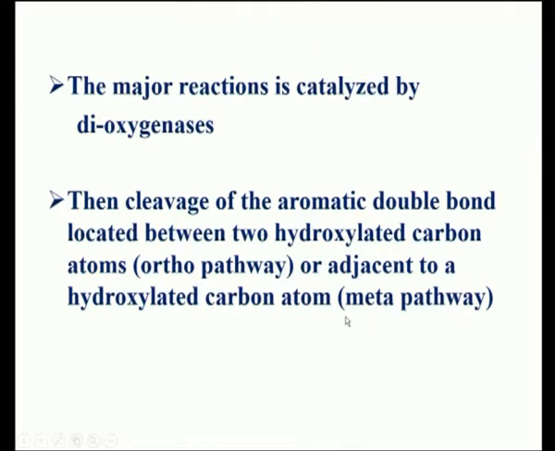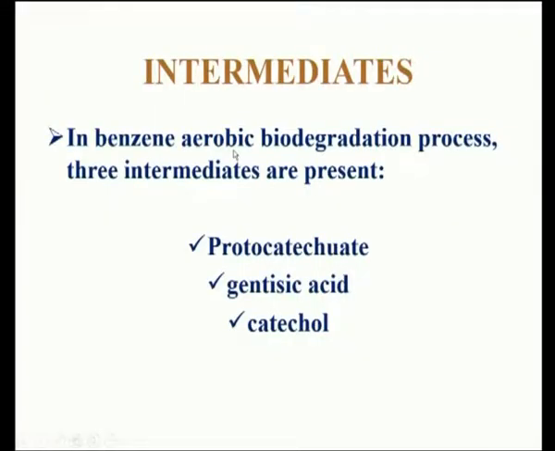That scheme reaction will be discussed later. Either it will react with a double bond present in the molecule, or it will do hydroxylation, or it will cleave that part or the part adjacent to the hydroxy group. Once the aromatic compound gets cleaved, then the degradation easily starts. In the aerobic biodegradation of benzene, three intermediates are present: protocatechuic acid, gentisic acid and catechols. These three are intermediates during the decomposition.